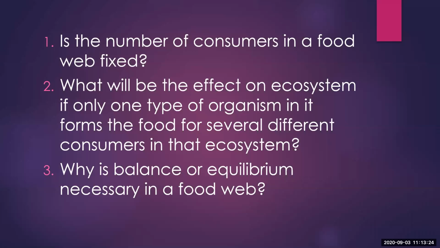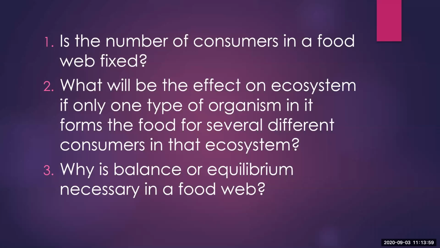So next question, what will be the effect on an ecosystem if only one type of organism in it forms the food for several different consumers in that ecosystem? If only one type of organism in an ecosystem forms the food for several different consumers, then there will be a shortage of food.